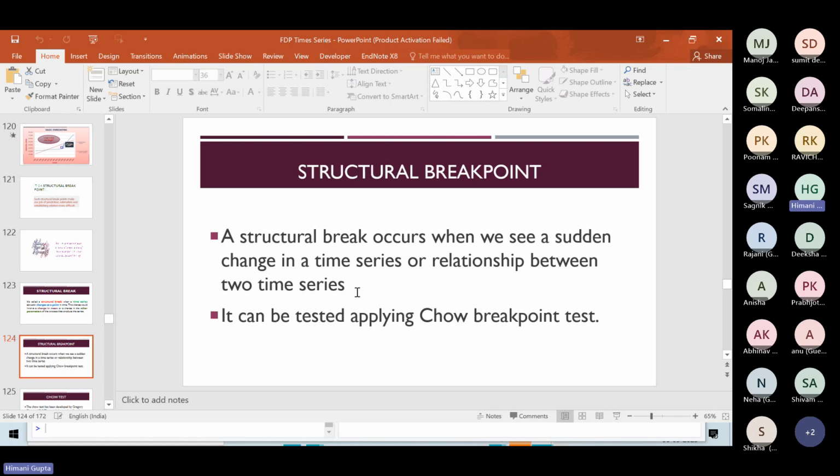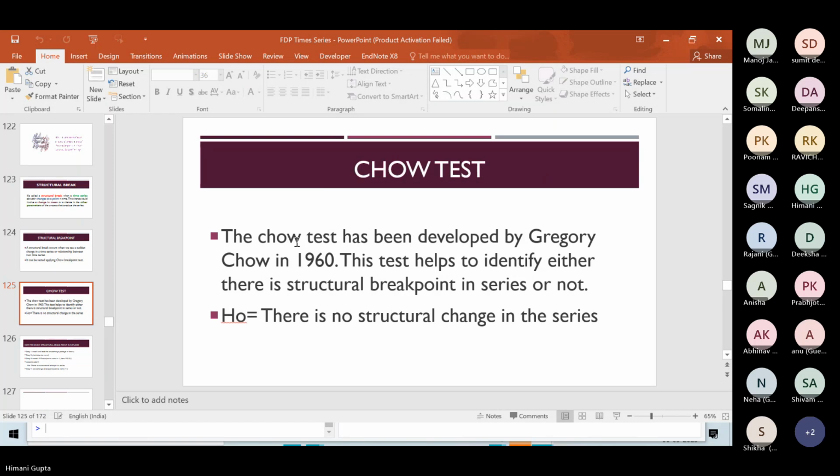And we will be doing different tests. One of the tests is the Chow breakpoint test. We will be studying the Bai-Perron test also. First of all, I'll be teaching you how to find the structural breaks, and then the Chow test and the Bai-Perron test. So can we move to R? Yes, ma'am.